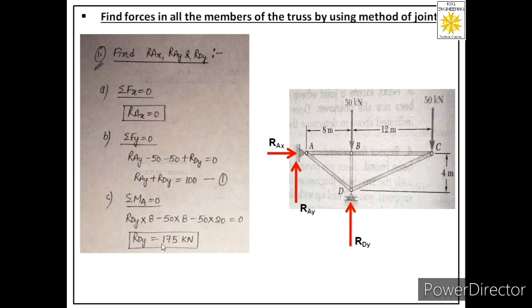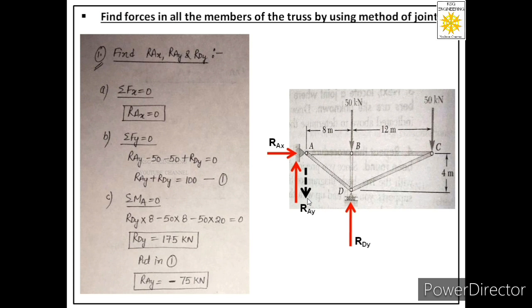And we got a positive value for RDY. What is the meaning of a positive value? That means the direction which we assumed at the start is correct. So RDY is acting in upward direction. So once we get the value of RDY, we put the value of RDY in equation 1 to get the value of RAY. So we will do this, we will get RAY as minus 75 kilonewtons. So we got a negative answer for RAY. That means the assumption for RAY considered by us at the start is not correct. So actually it is acting in downward direction.